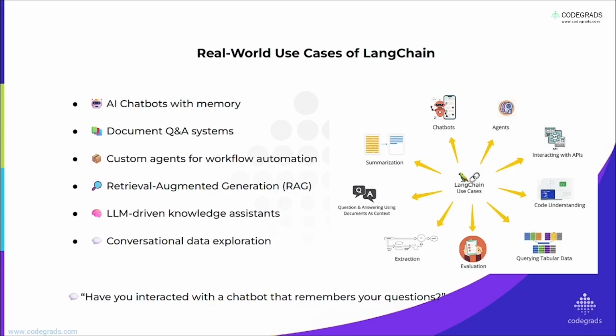Now the question for you is, have you interacted with a chatbot that remembers your questions? Naturally, when we interact with ChatGPT, we can go to a previous section, the one recorded earlier, and it can answer questions based on previous questions. So there is a relation. We can say that it remembers our question and also the previous answer it gave.